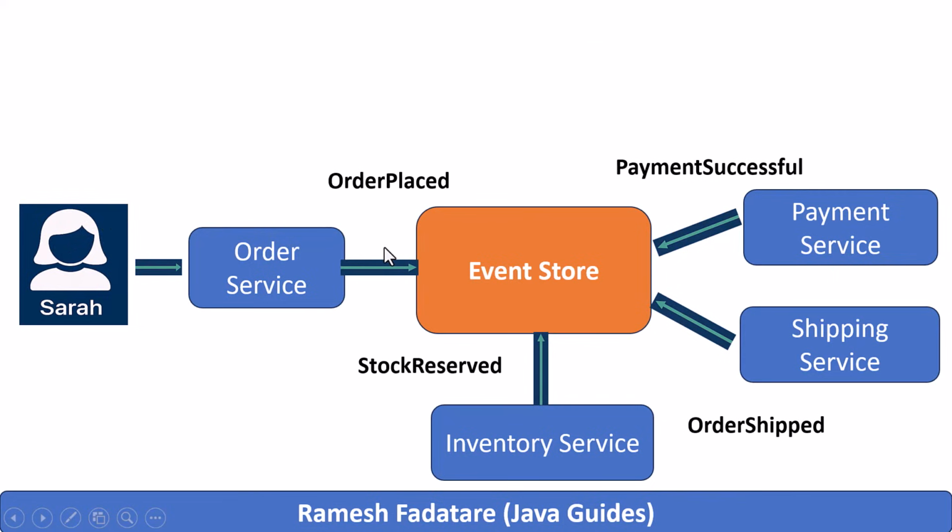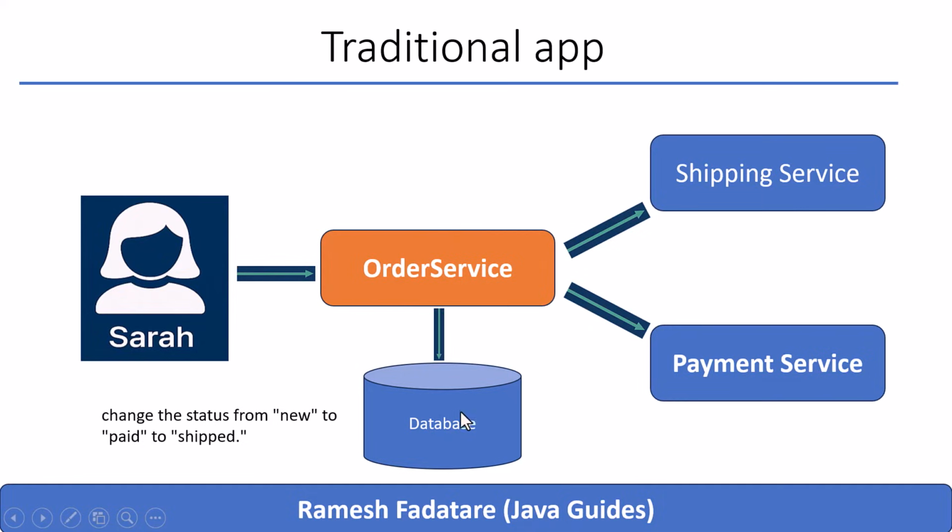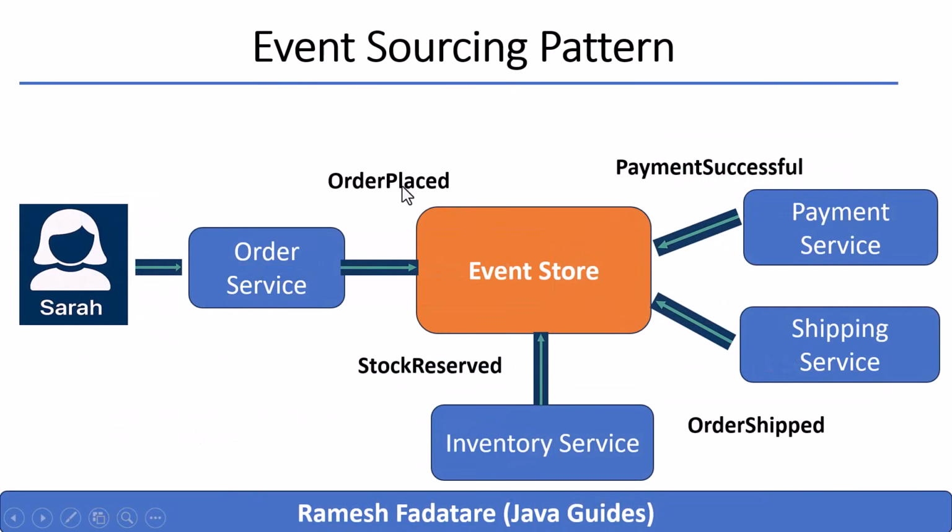In a traditional app, the order service might just update its database and change the status from new to paid to shipped. But in microservices and with event sourcing, that's not how it works. Instead of each service saving just the final state, each one records events for every action it performs. These events are the source of truth, and they are shared across the system. So here's how event sourcing pattern works.